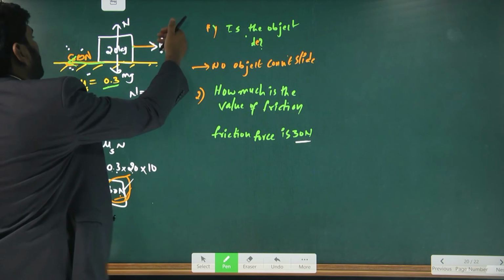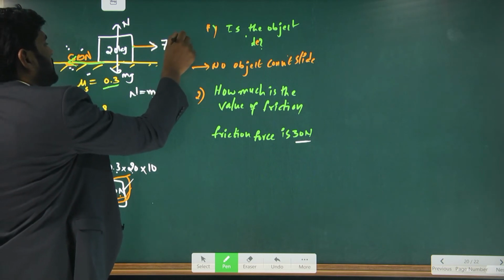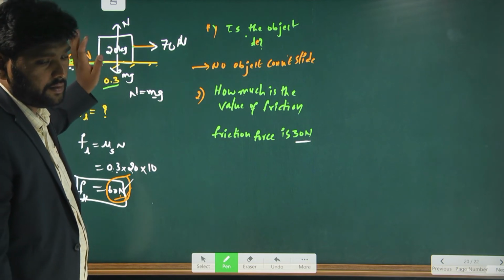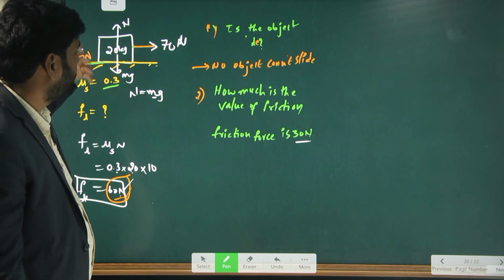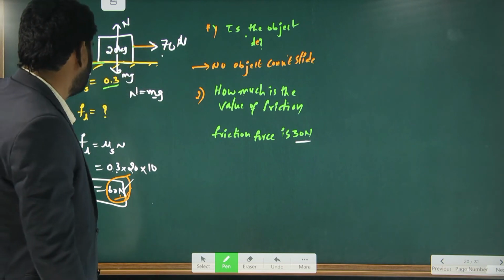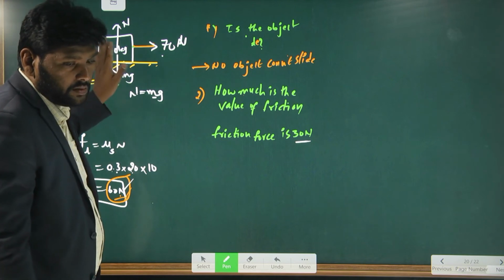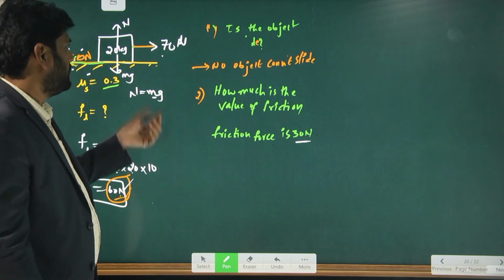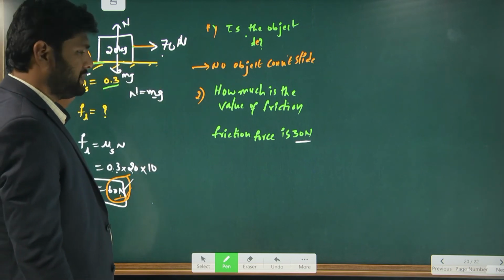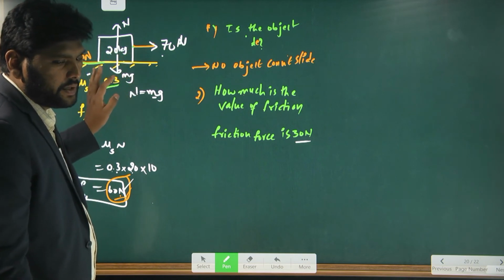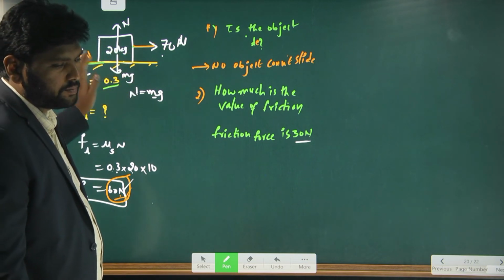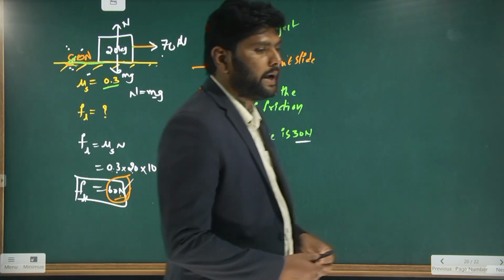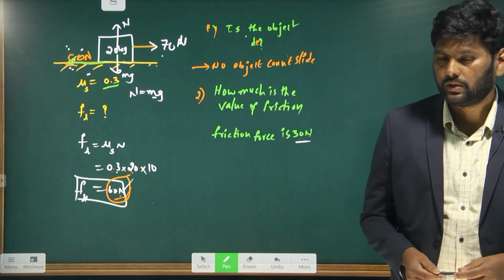But if you apply more than 60, assume 70, in this case the object starts sliding, because the net force on this object would be 70 minus 60. Up to 60 Newton the friction will adjust. Beyond that friction cannot adjust. So 70 minus 60, 10 Newton, is the resultant force. That resultant force moves the object with some acceleration. This is how the frictions act, and this is how the friction values come.